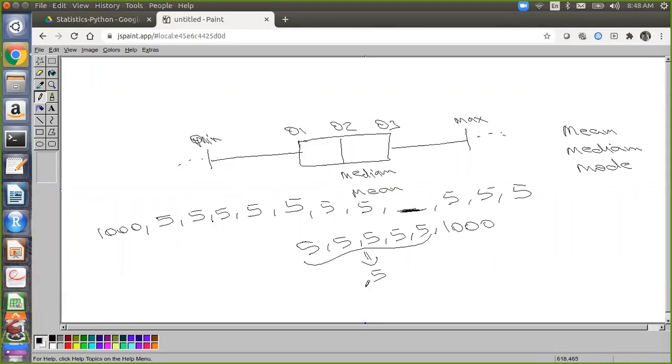Now suppose I'm adding one more value here, 1000. If I add 1000, my center will become 250 if I take the average. The numbers which affect the overall, actual, true center of your data set are called outliers, because the majority of the numbers still belong to the range of 5, but because of this one bigger number, my overall center is getting affected.